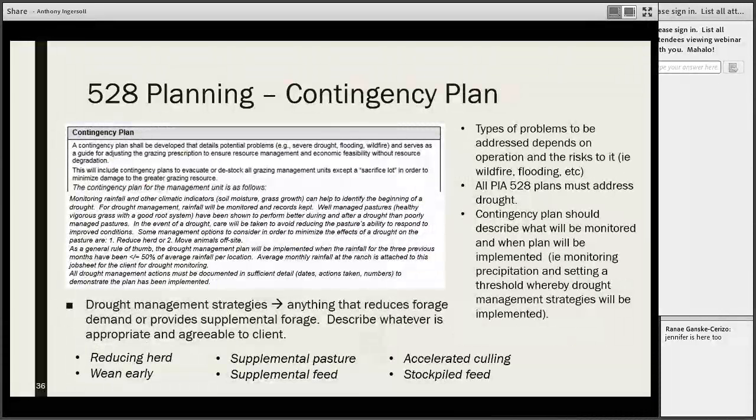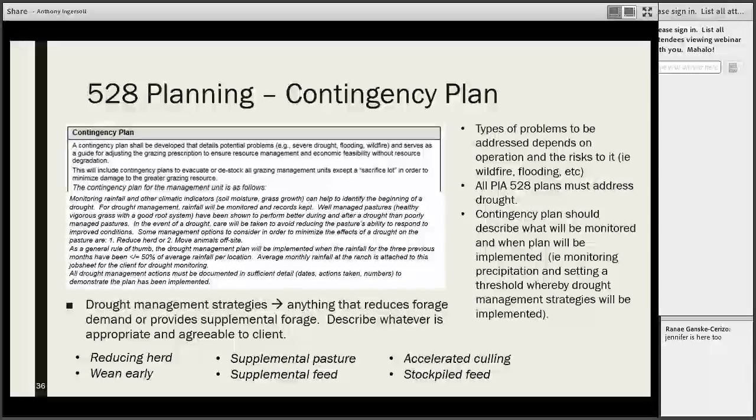The next part of the 528 job sheet is the contingency plan. The contingency plan is there for writing down a plan for dealing with potential problems. The types of problems to be addressed are going to depend on the operation, where it's located, and what kind of risks are inherent to it. Not every place has risk of wildfire or flooding, but some places do. Pretty much all of the Pacific Islands area are susceptible to drought, so all 528 plans should address drought.